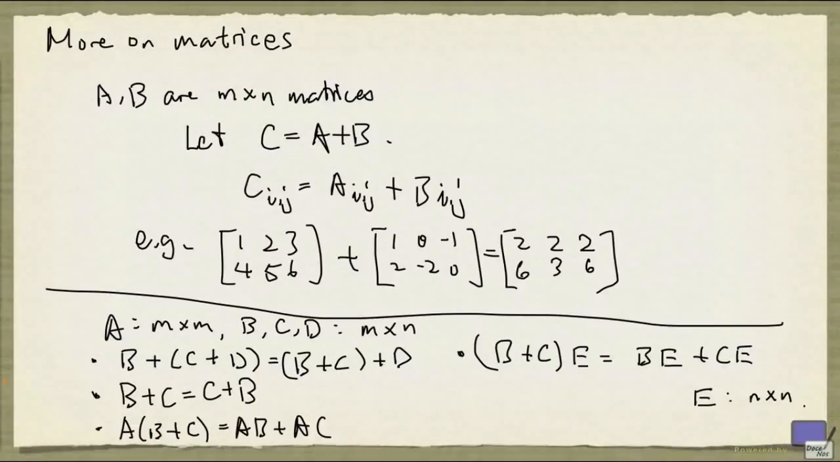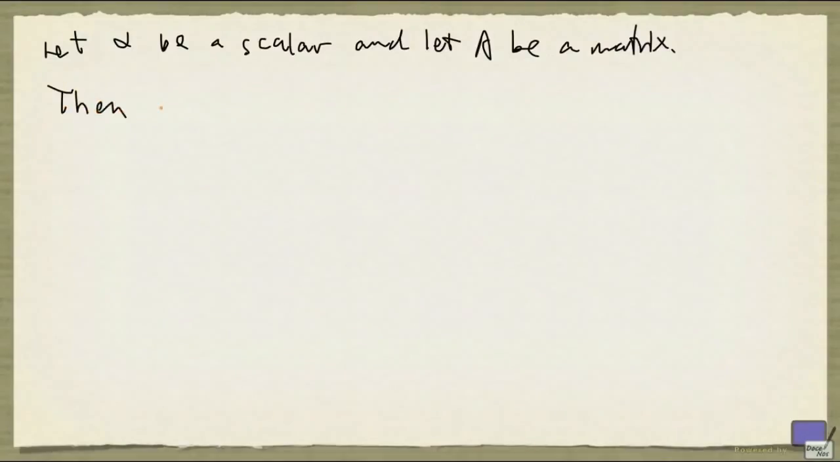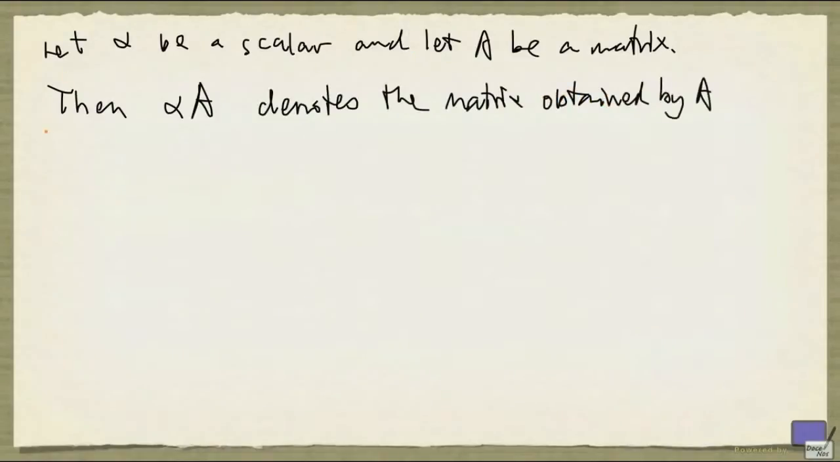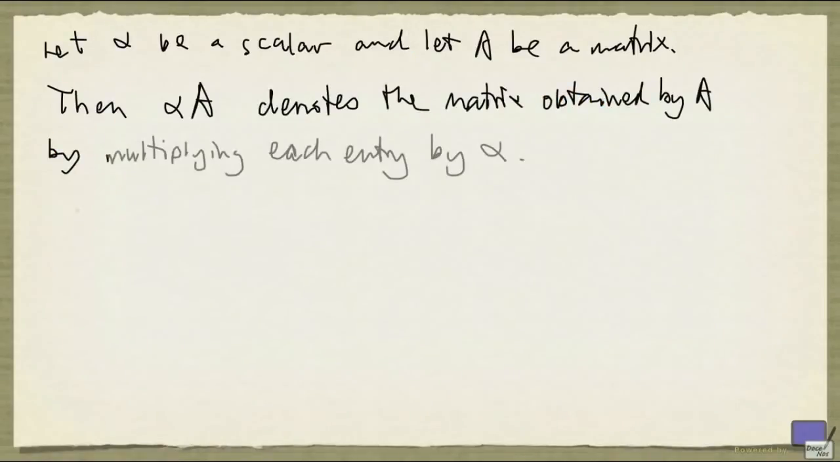Now, the next set of properties that we're looking at concerns what is called scalar multiplication of a matrix. So let alpha be a scalar. And if we're working over the real numbers, alpha will be a real number. And let A be a matrix. Then when we write alpha A, it is the matrix obtained from A by multiplying each entry by alpha.